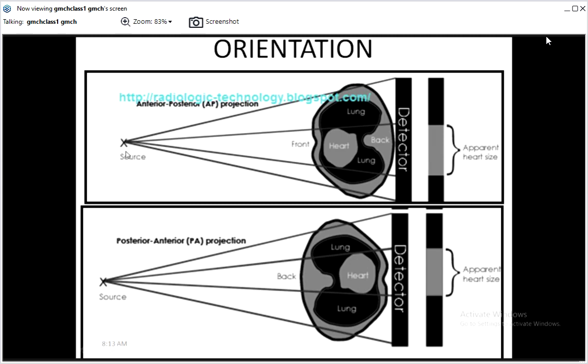The source of light is from the front. This is the heart, this is the back, and this is the detector. When you have an AP view X-ray, these are the radiations coming, and the heart is towards the source of light, so the shadow of the heart on the detector would be comparatively bigger. When we are taking a PA view, the heart is a bit away from the source of light. You can compare these two now. The shadow of the heart on the detector would be smaller. This is one of the features by which you will differentiate between PA and AP views.